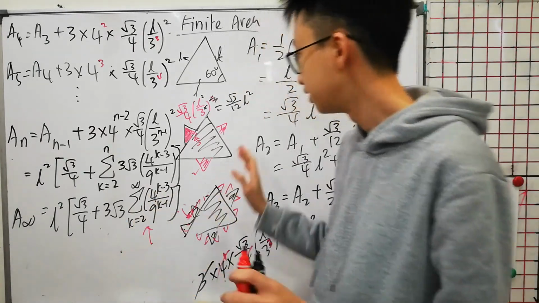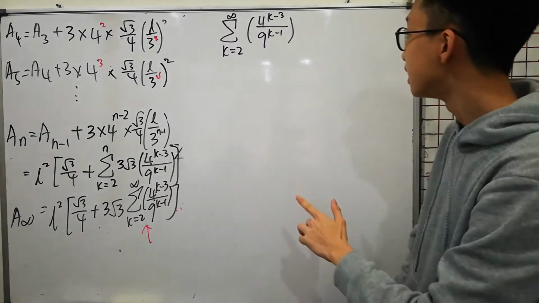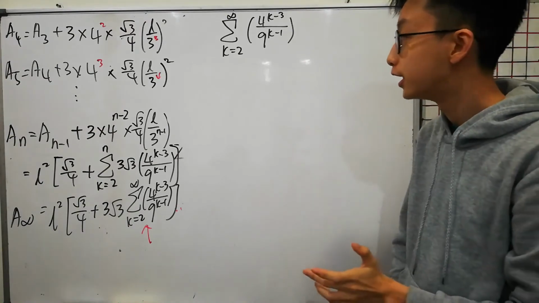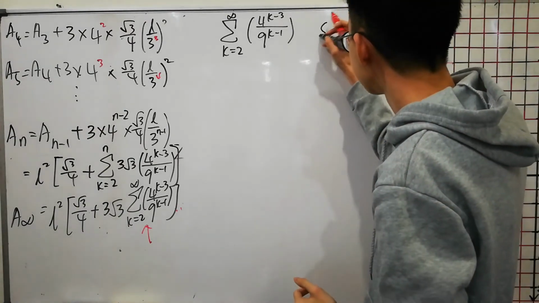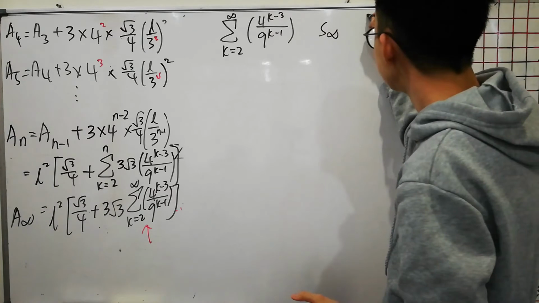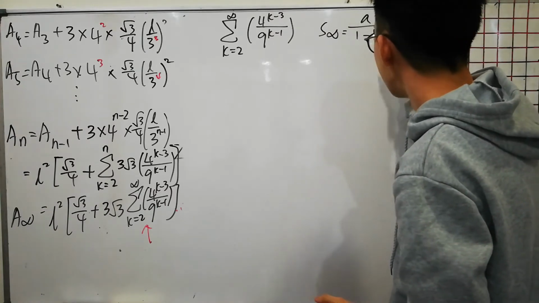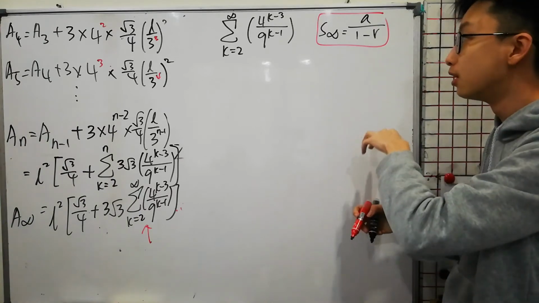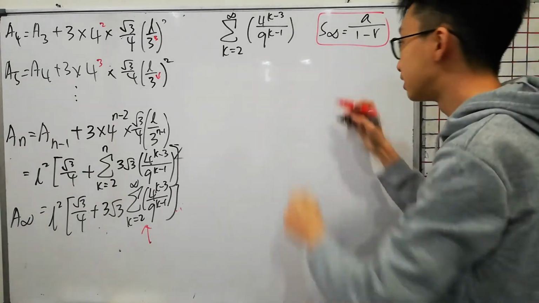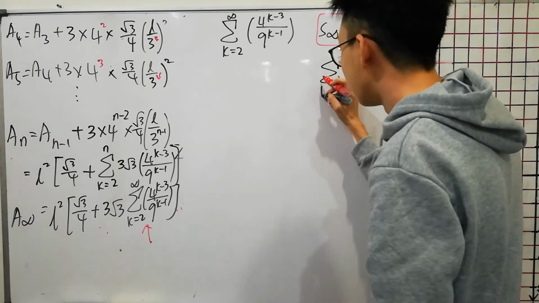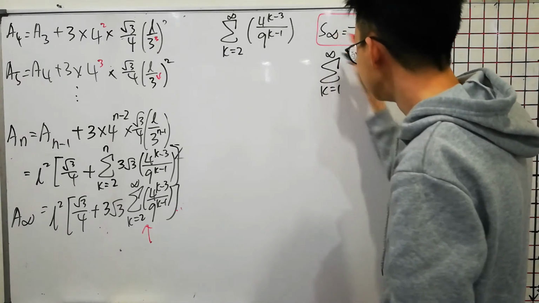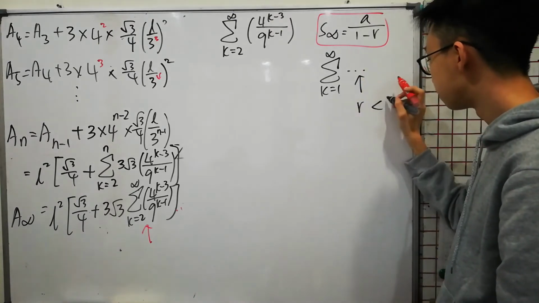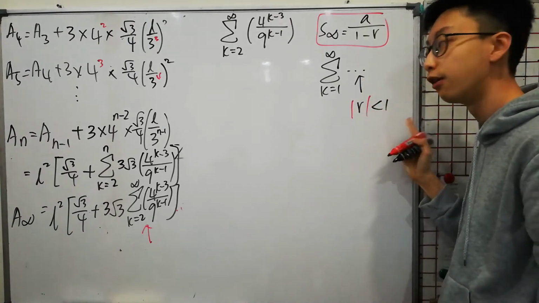Okay, I'll clear some space. As you can see here, this is actually a geometric series. So my goal here, the easiest way to compute this is to use the sum to infinity formula, which is a over 1 minus r, where a is your first term and r is the common ratio. But to do this, I need to express it in terms of k equals 1 to infinity of something, where your common ratio should be smaller than 1. And I mean the absolute value of it.